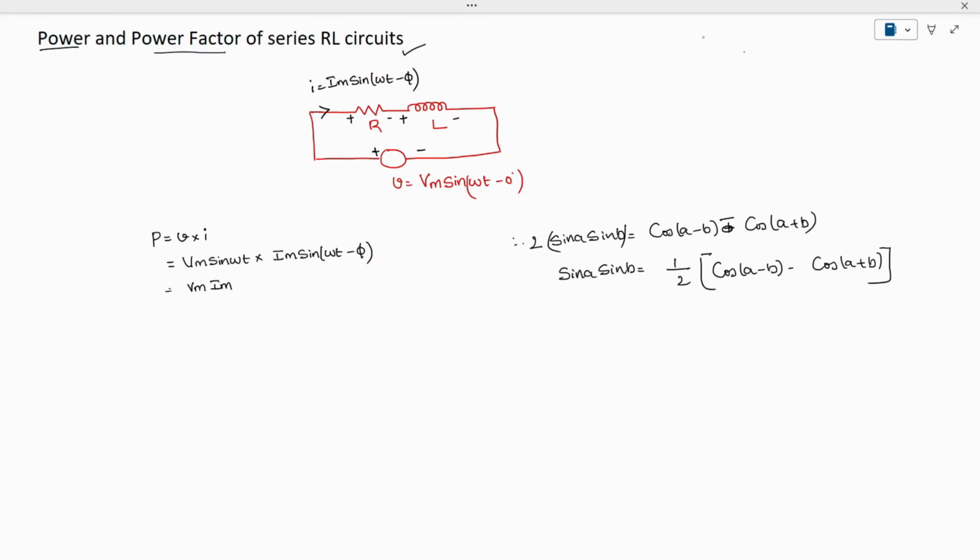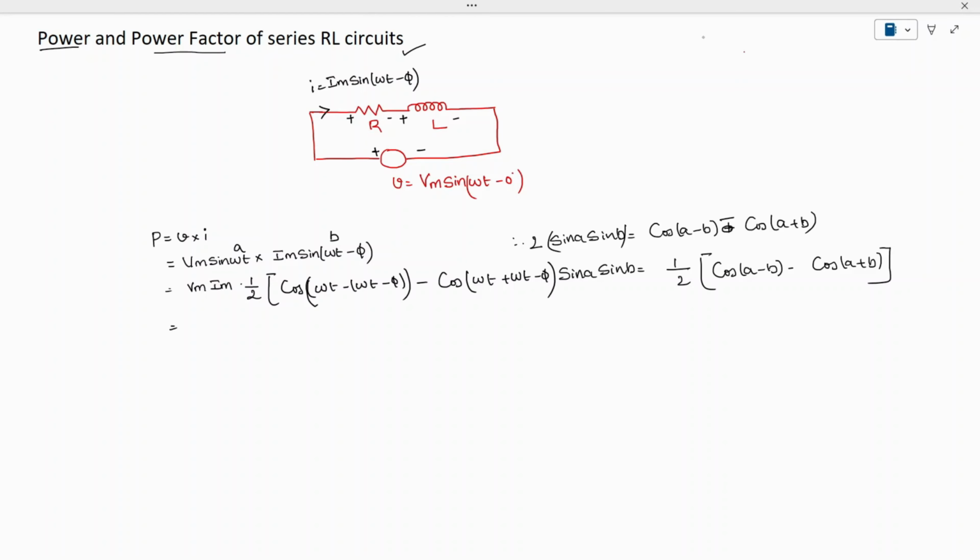When you perform it, this is sine A and this is sine B. So sine A sine B we can write as 1 by 2 into cos of A minus B. What is the A value? Omega t, and B is omega t minus phi. Then cos A minus B minus cos A plus B, where A plus B is omega t plus omega t minus phi. Okay, this is what you are going to get.